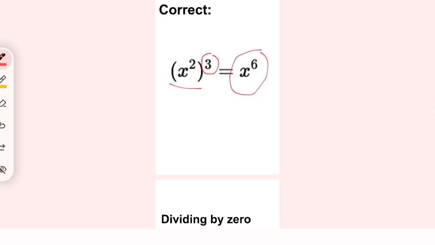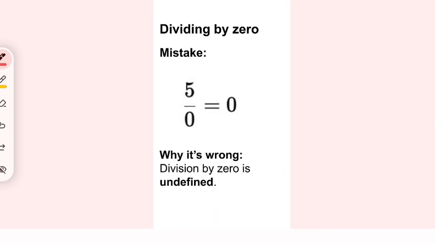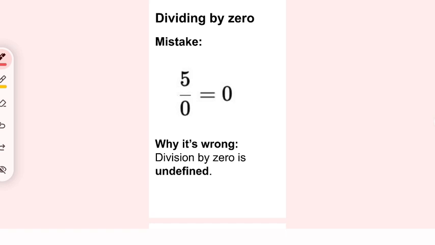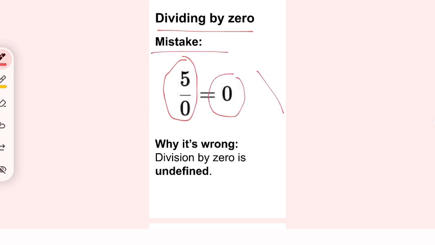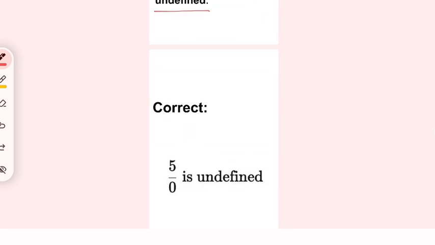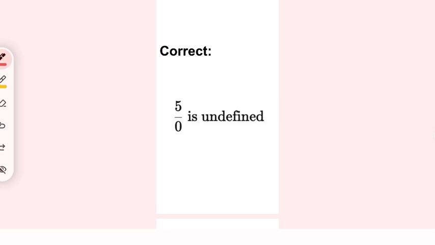And let's discuss another math mistake, dividing by 0. And that is actually a mistake. For example, if we have 5 divided by 0, the answer is not 0. Why is it wrong? Because division by 0 is actually undefined. So the correct answer would be 5 divided by 0 is undefined. So the answer is not 0, but it is undefined.